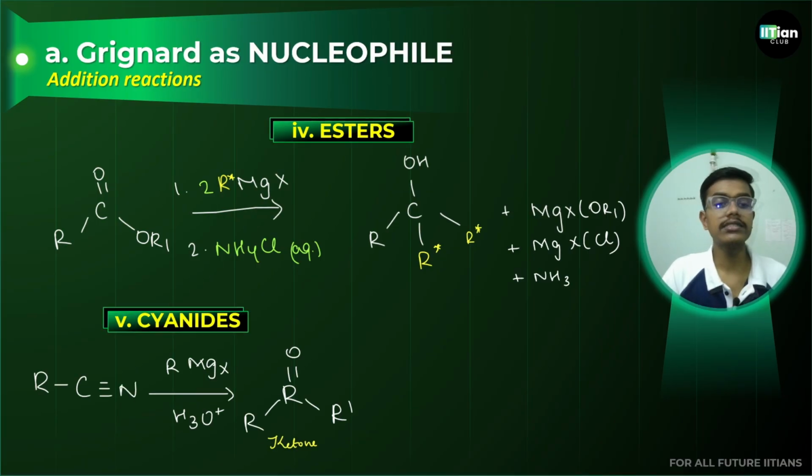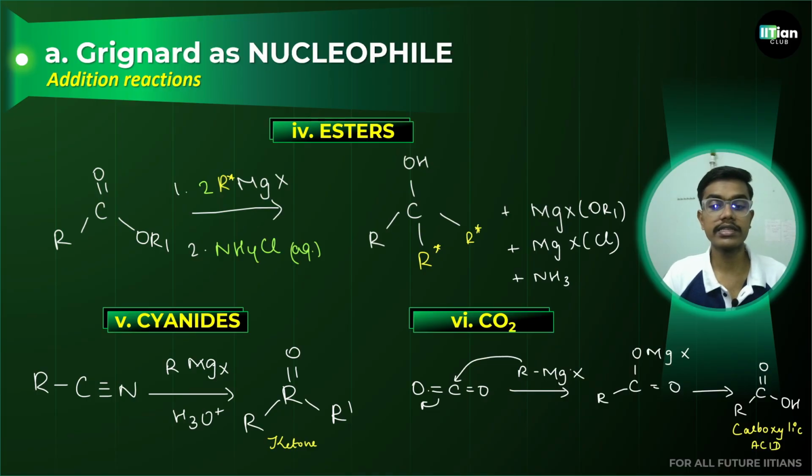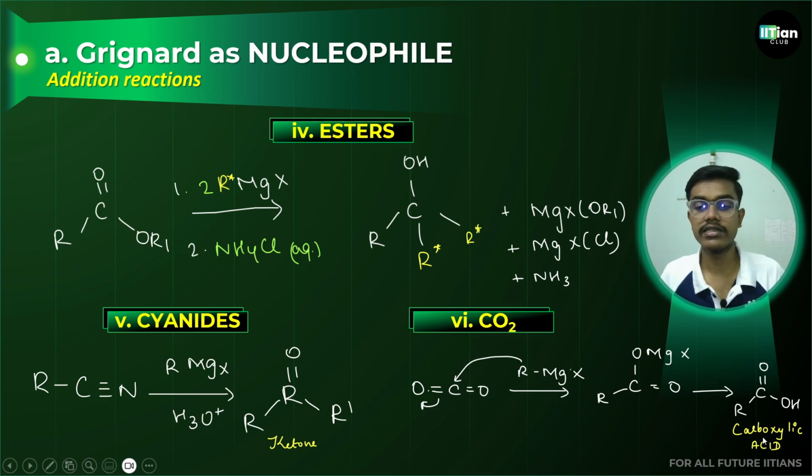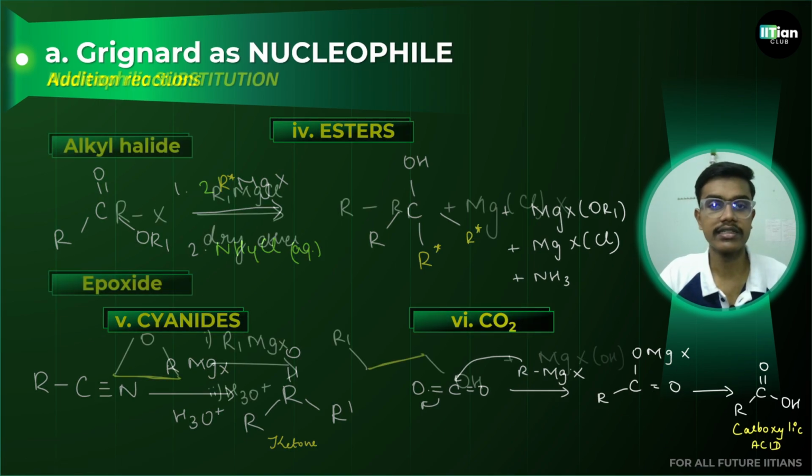And cyanides, when they are reacting, form ketones. And when CO2 is reacting, we'll be forming carboxylic acid. You can check out the mechanism for carbon dioxide. Even in carbon dioxide, we have carbon, which is a little bit electron deficient, and this electron rich R is going and attacking there, and then we'll be getting a compound like this, and finally when you're hydrolyzing you will be getting carboxylic acid.